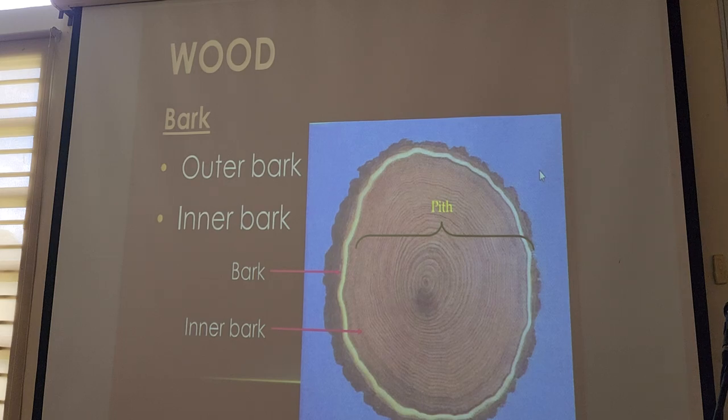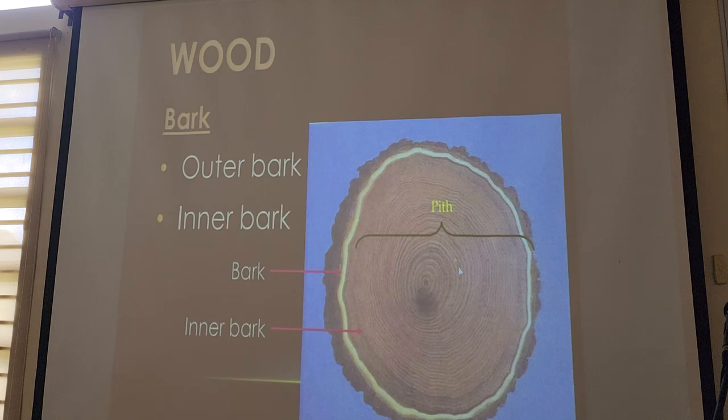Some woods are universal, pretty much can be used anywhere. Some woods are more specific. Some wood is meant for short-term use and so on, right? So you have your pith as well, but this has all been hardened because of the lignification. And then you got your bark and also the inner bark.